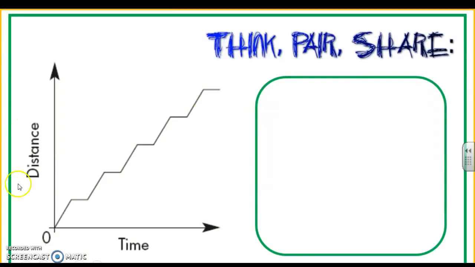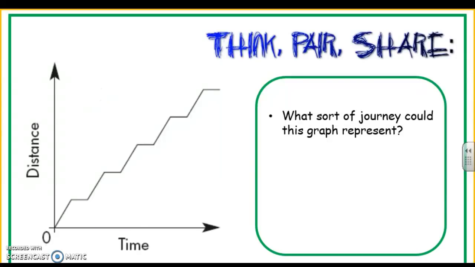Okay? Now, if we look at this, this is an example of when I can kind of contextualize gradient because it can tell me something about a graph. So, if I look at this, I want you to think about what sort of journey can it represent? What does it represent when I've got kind of a steep gradient? What does it represent when I'm flat? Okay? Think about, if this is distance, what's happening with the person as I'm here, okay?